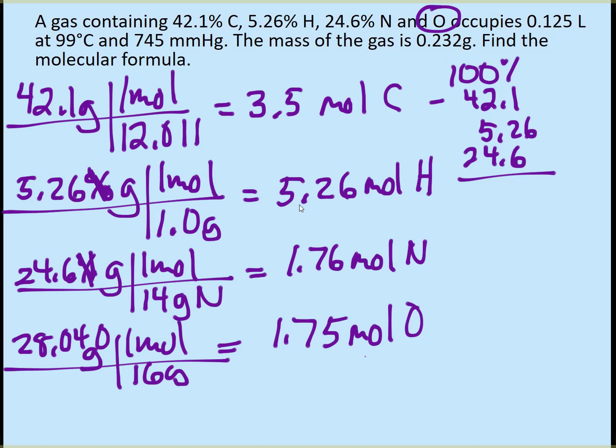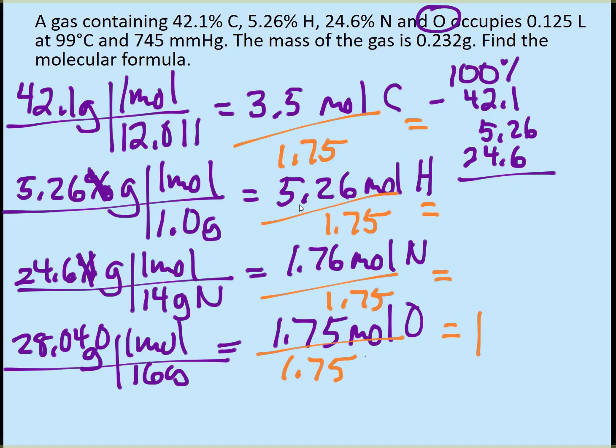Last but not least, we need to figure out the molar ratio. So I need to divide by the smallest number, and it is 1.75. And dividing all of these, the bottom two are going to be 1. They're going to be close enough to 1. And then carbon is going to be 2. And hydrogen is going to be 3. So I can write my empirical formula as what this solves. So I have C2H3NO.